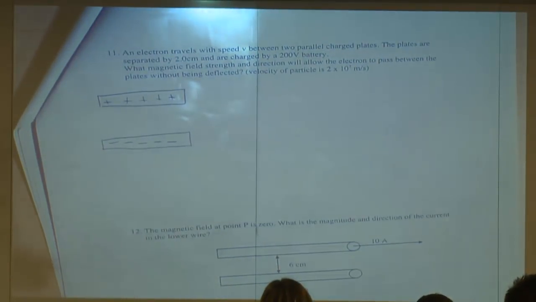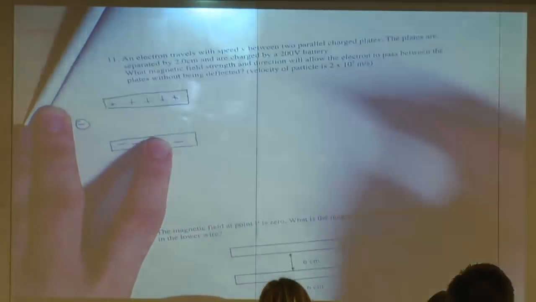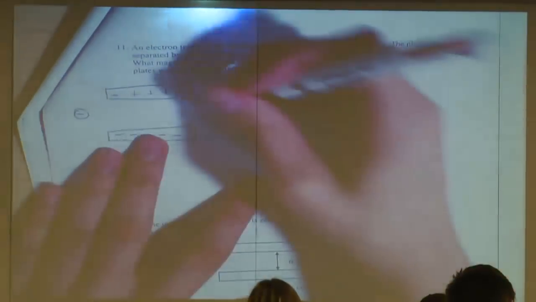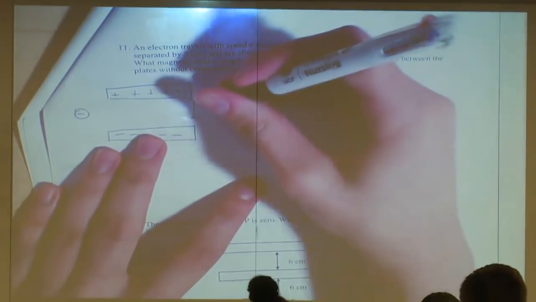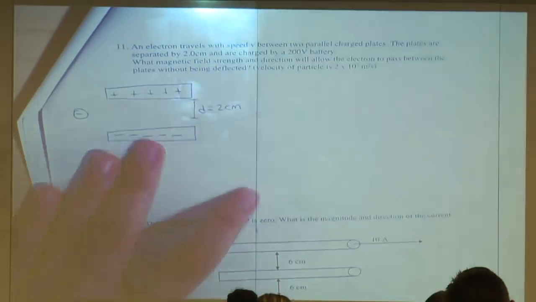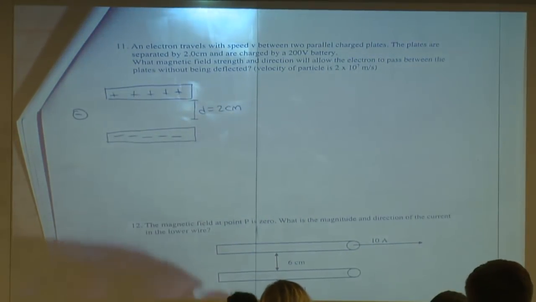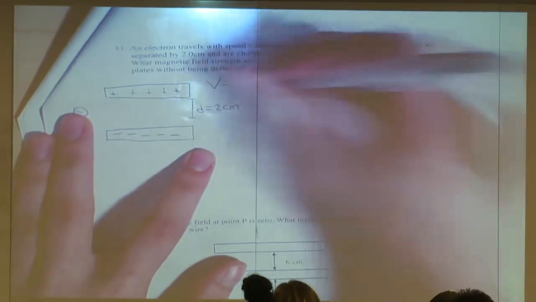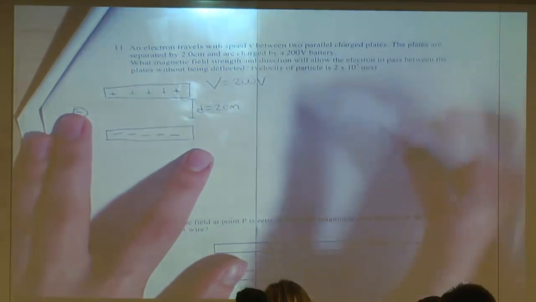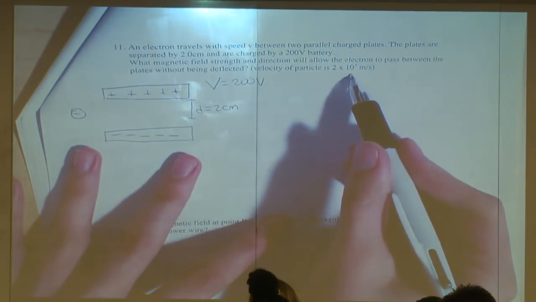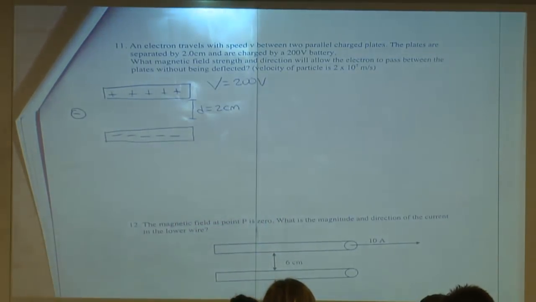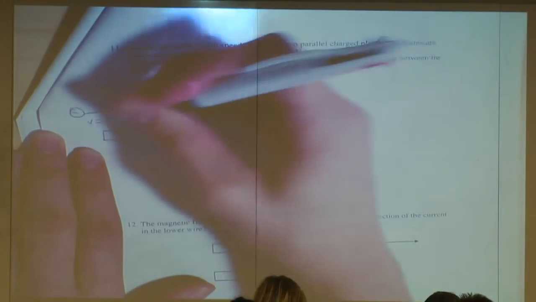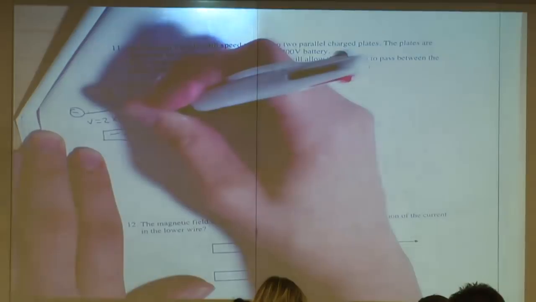Okay, and then we know it's an electron. So the plates are separated by 2 centimeters, so I will label that. We could just call that d equals 2 centimeters. It says that they're charged by a 200-volt battery, so I'll just write off to the side that big V equals 200 volts. And then we're given the velocity of the particle, little v, so I'll draw it like that, and little v equals 2 times 10 to the 7th meters per second.